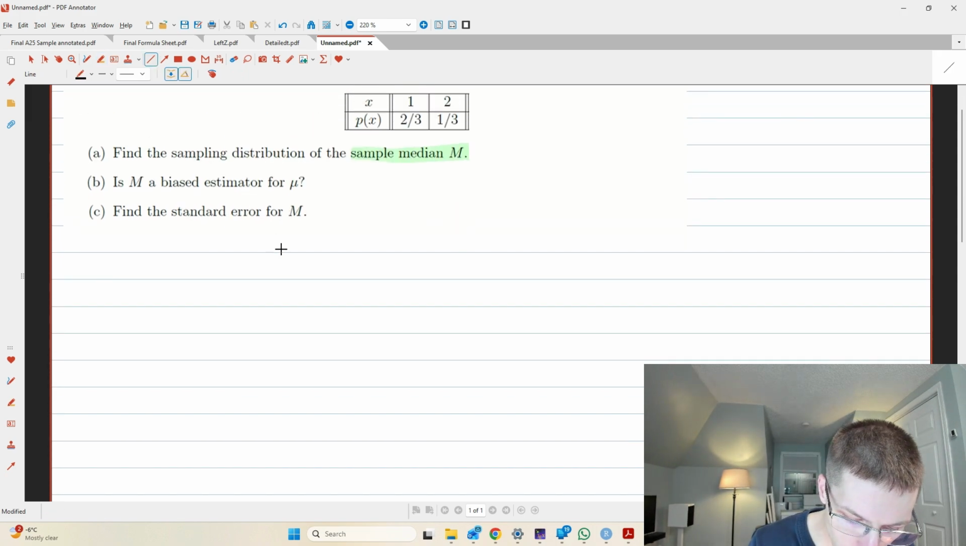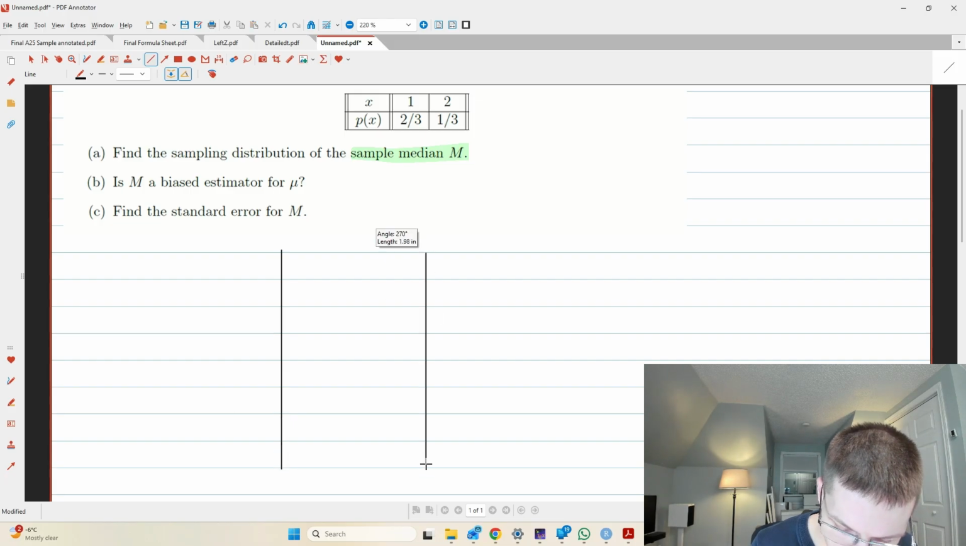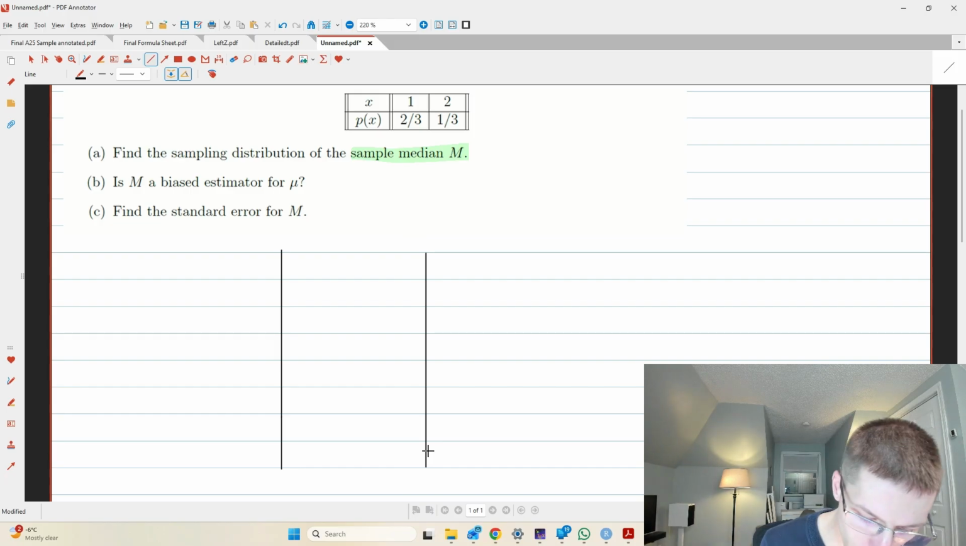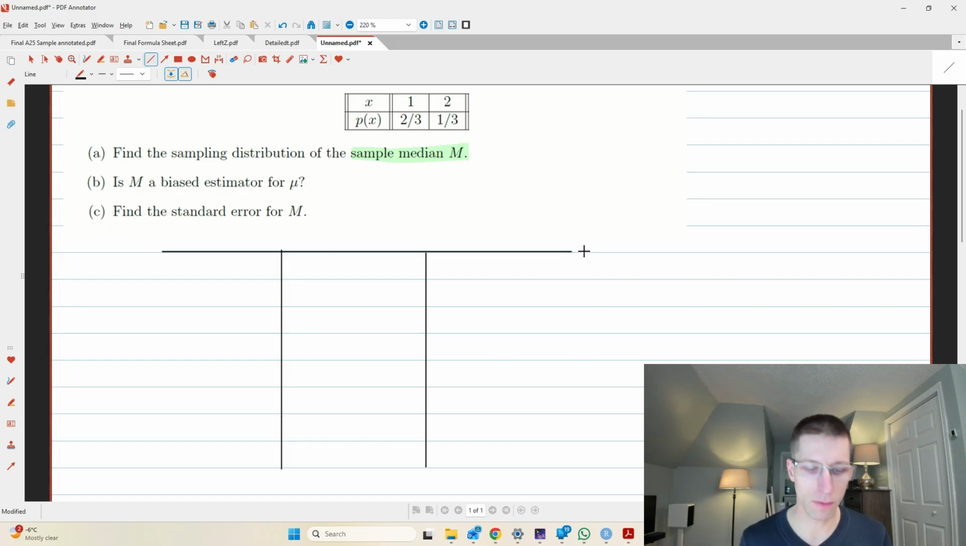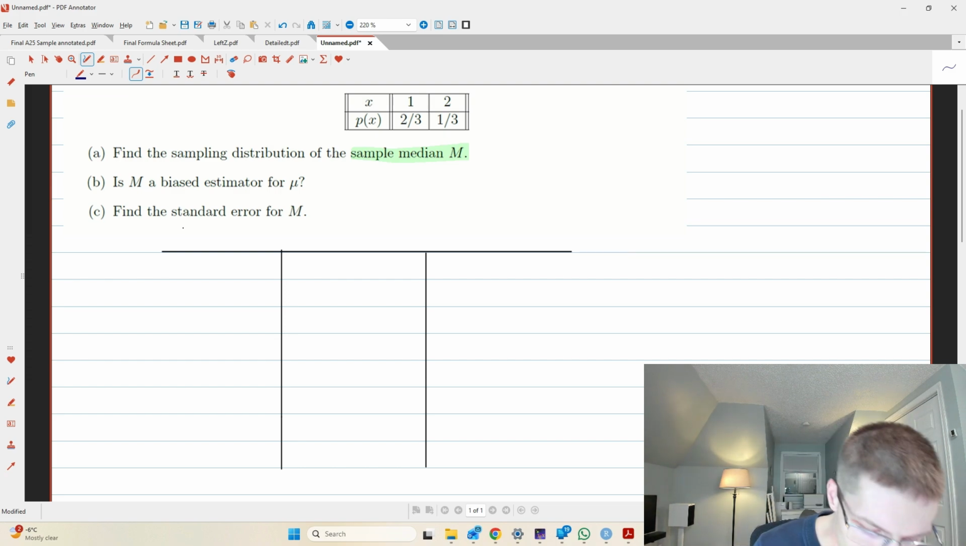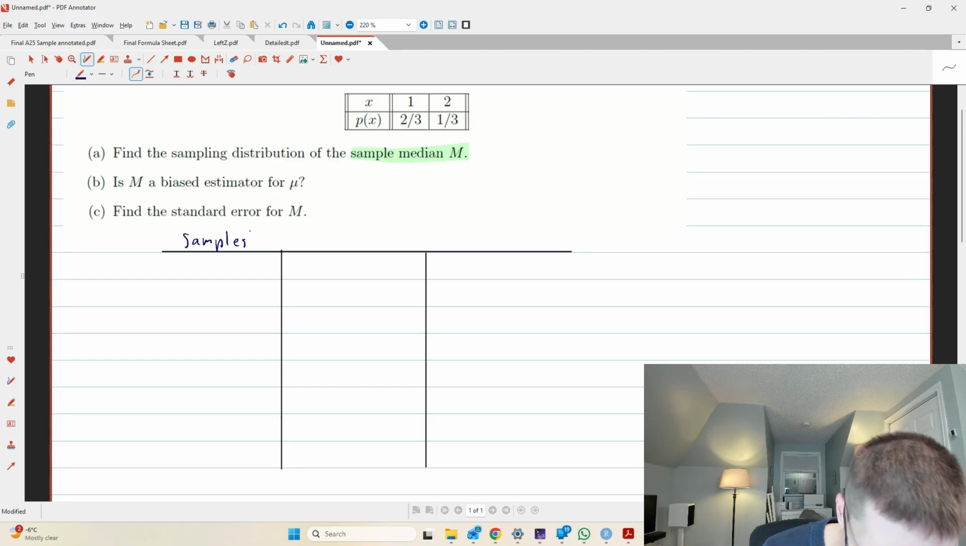Let's see, okay, so we make a table with samples, probabilities, and median. This type of problem is a bit long, so you want to budget your time. If you feel it's going to take you a really long time, and there's one like this on the exam, then maybe leave it for the end.